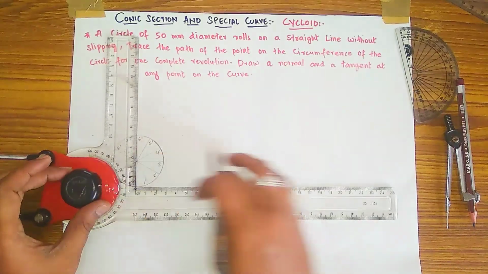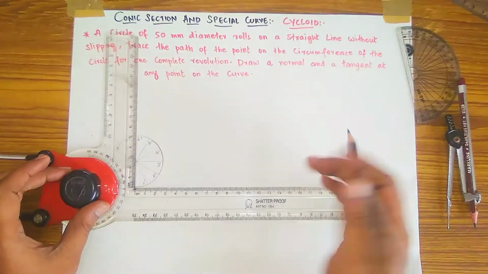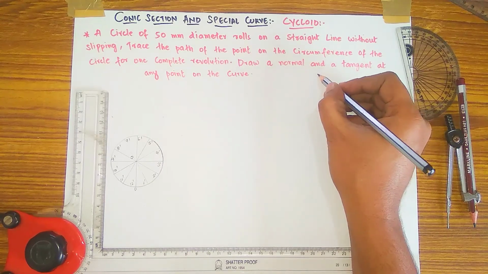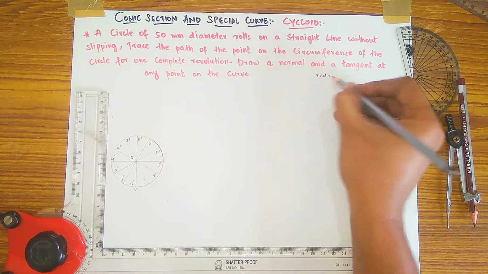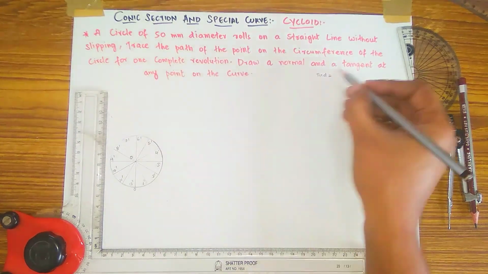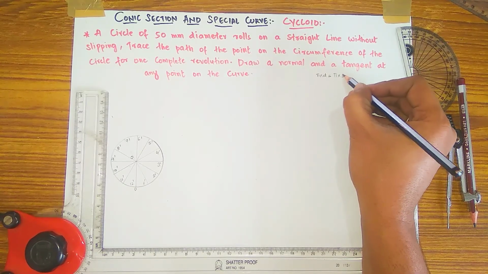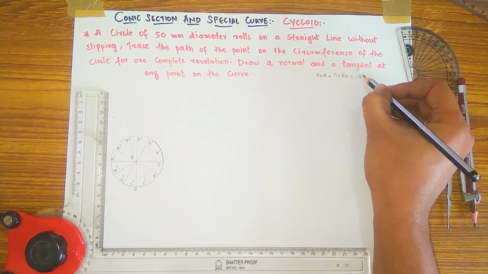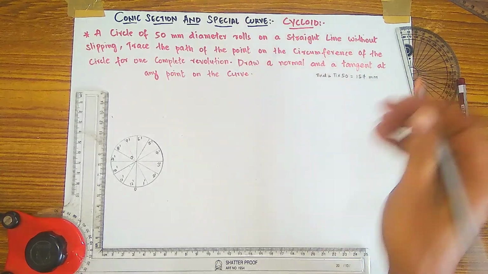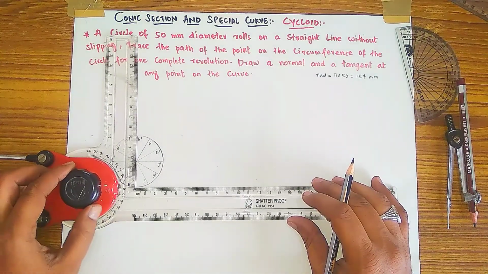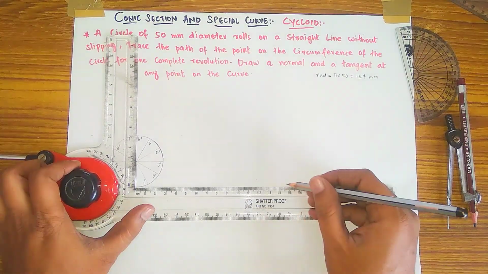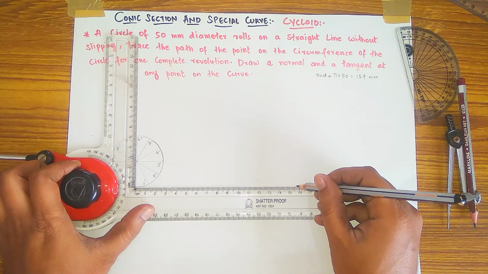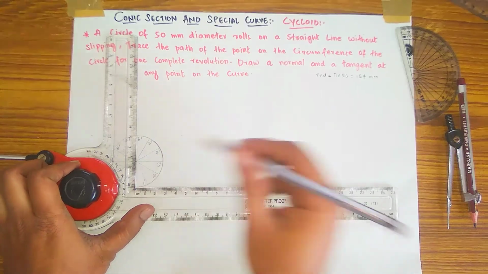line here, a perpendicular line here, but how much? We have to calculate by the formula pi into d. So it is a circular. Pi into d, diameter given is 50 mm. So 157 mm we have to draw this line. So from here you have to draw a 157 mm line till here, like this.